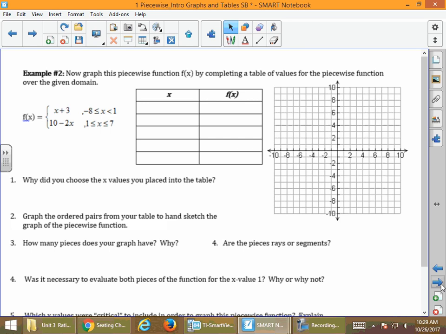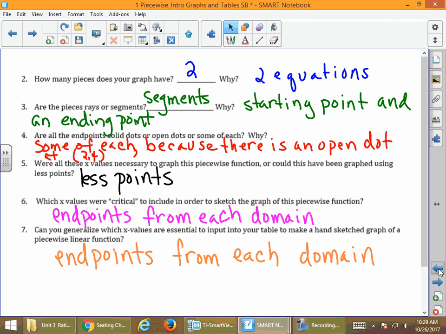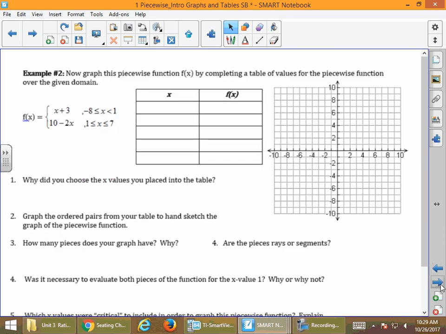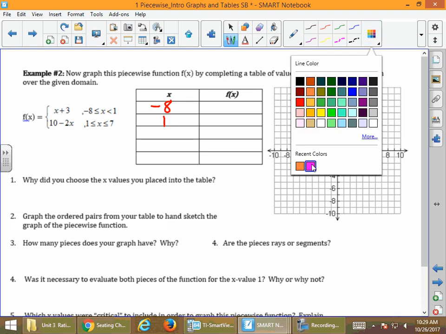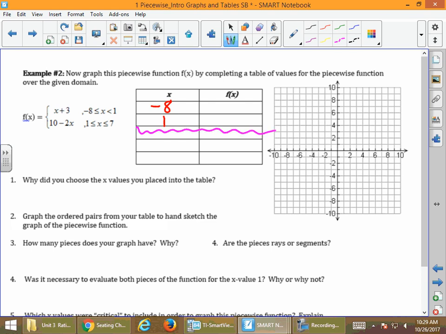Well, if we use our idea of what we were just answering here, which x values are critical? The endpoints from each domain. So let's graph -8 and 1. Let's find those values. And then in between here, I'm just going to blank that out to separate it. Then in our next ones, let's graph 1 and 7.